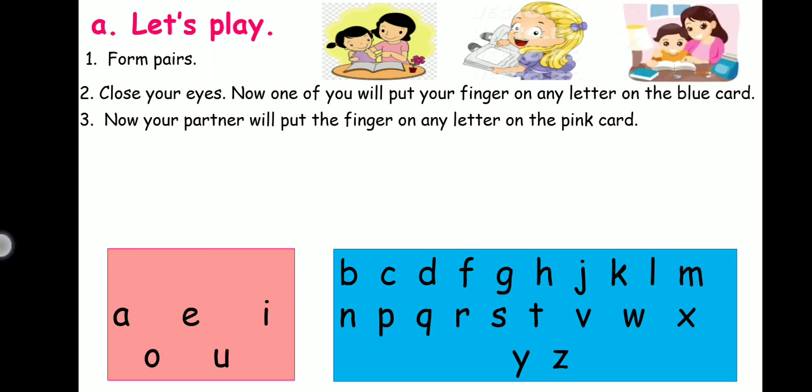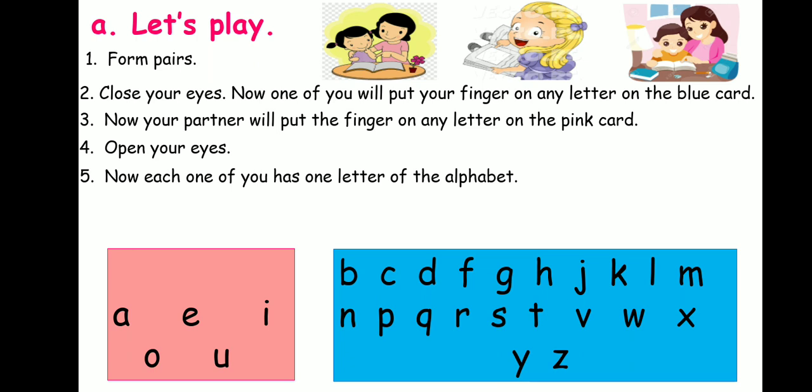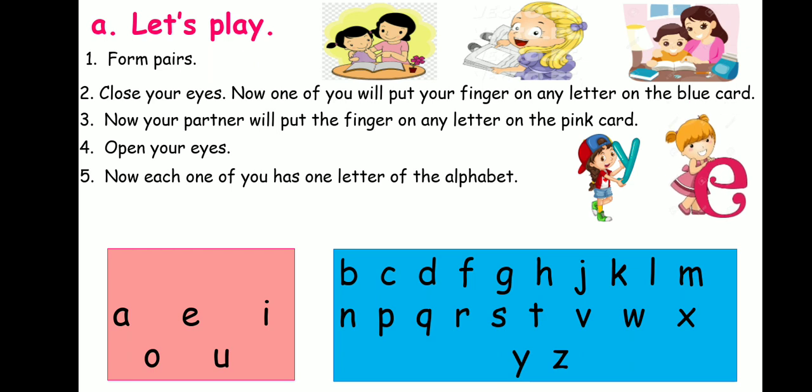So here we have the person who is with you will put a finger on any letter on the pink card, that is, will select any one of the vowels. Next, you will open your eyes. Now, what will you see? Both of you have got one letter each. You have pointed out one letter and your partner has pointed out one letter. So each one of you has a letter of the alphabet. So suppose you have the letter Y and your partner has the letter E. That is, Y is a consonant and E is a vowel.